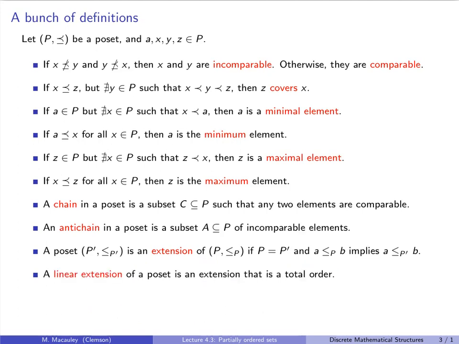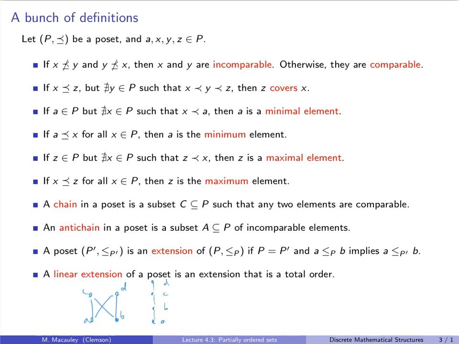So an extension just means we have at least as many relations. And finally, here's something that I mentioned. A linear extension of a poset is an extension that is a total order. And let me emphasize that there's often many linear extensions. So let me do that same example that I did before. So this is A, B, C, D. So one linear extension is that I could do A before B and then C before D.